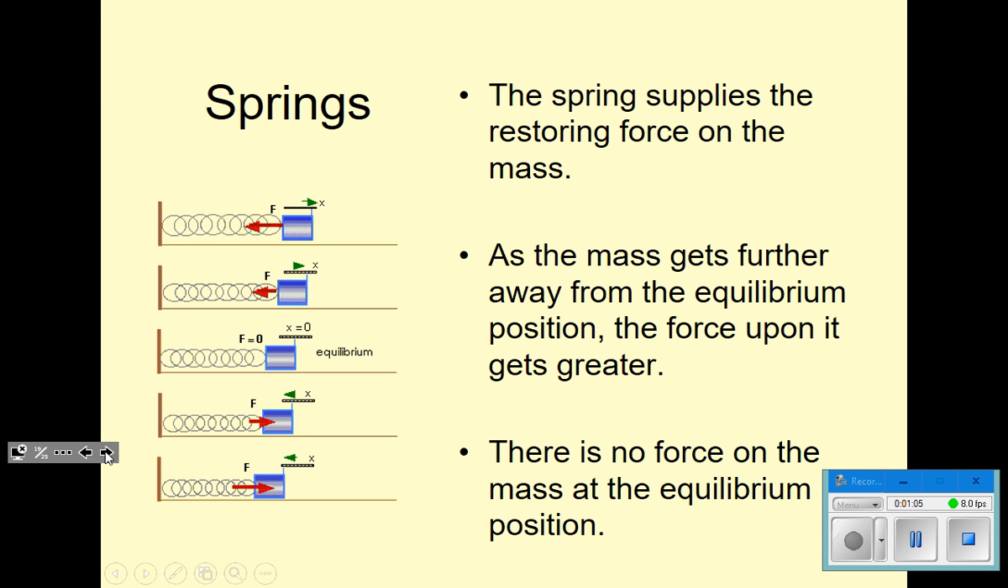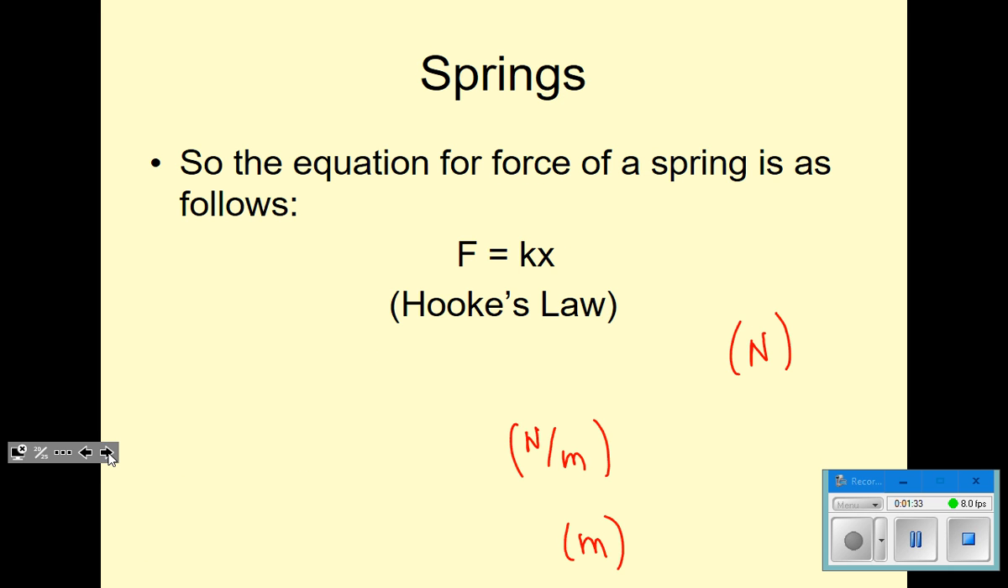So the spring itself supplies the restoring force on the mass, and as the mass gets further away from the equilibrium position, the force upon it actually gets greater. If you think about a slinky, the further you pull it, the more it wants to come back together. There is no force on the mass at the actual equilibrium position, like I said right here. Wherever the spring would just be at rest, there are no forces on it.